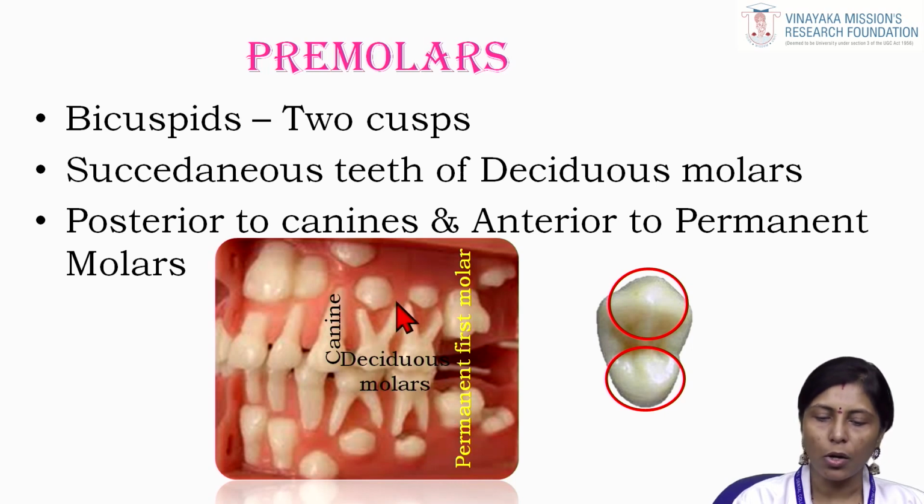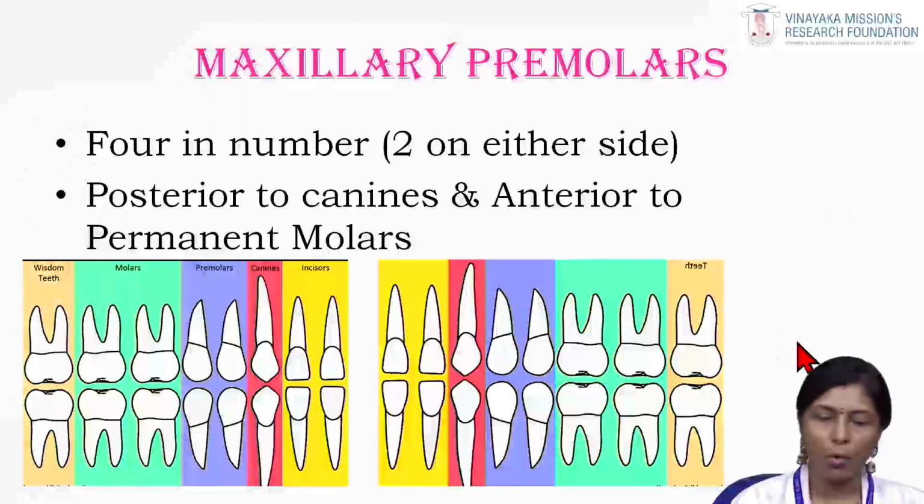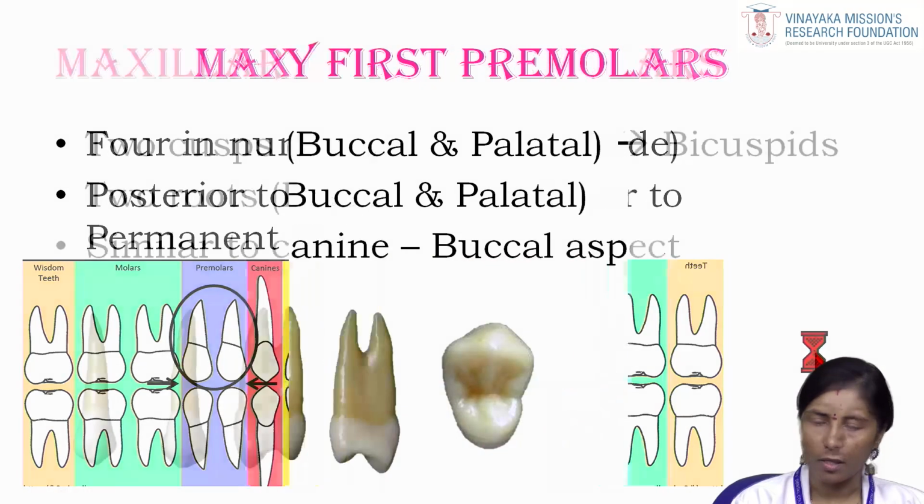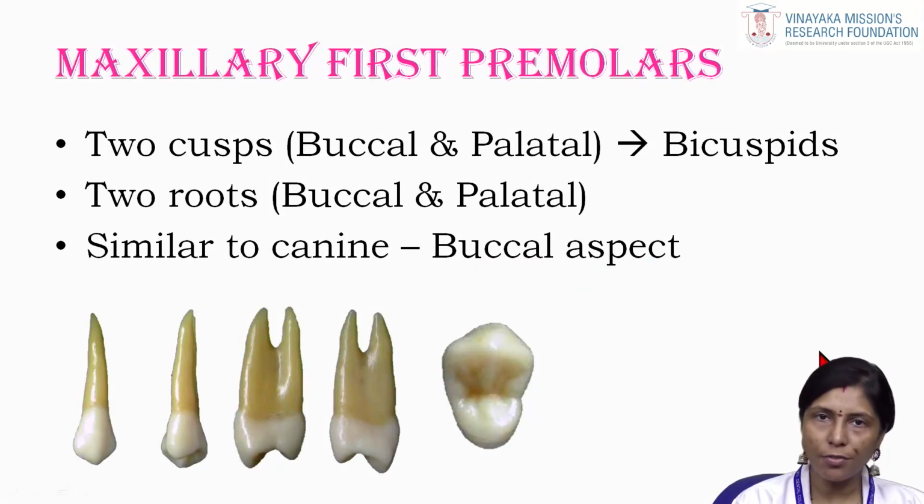So premolars are located posterior to canine and anterior to permanent molars. Maxillary premolars, they are 4 in number, 2 on either side, and they are located posterior to canine and anterior to permanent molars. I have already said maxillary premolars have two cusps, namely buccal and palatal cusp, and they are called bicuspids. I am repeating it again.